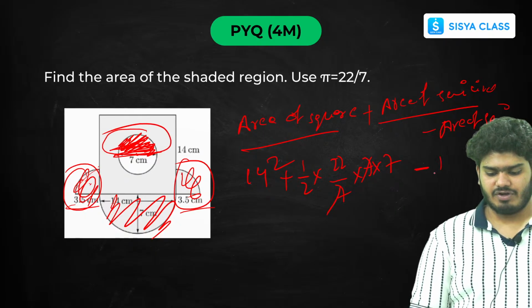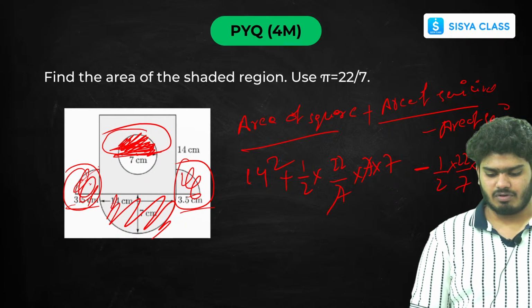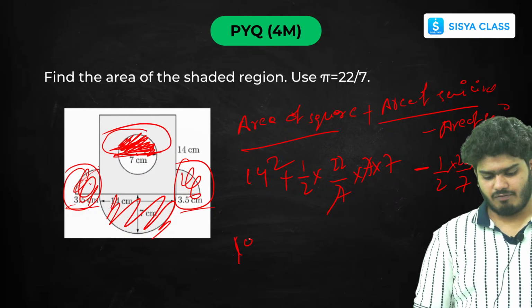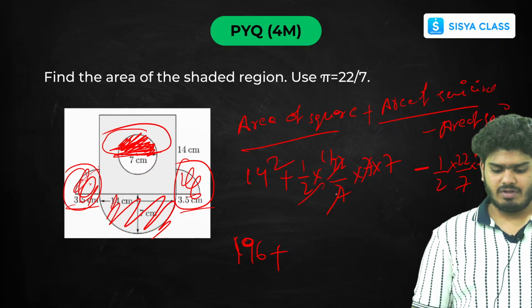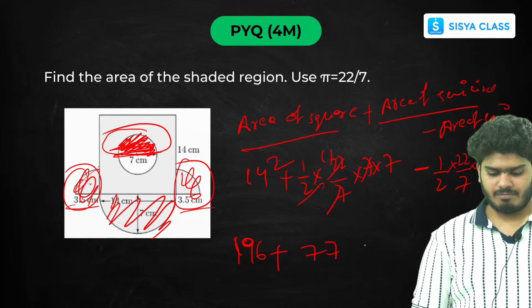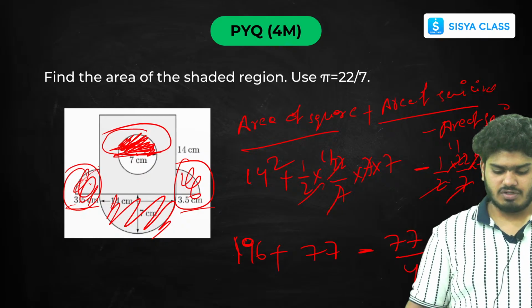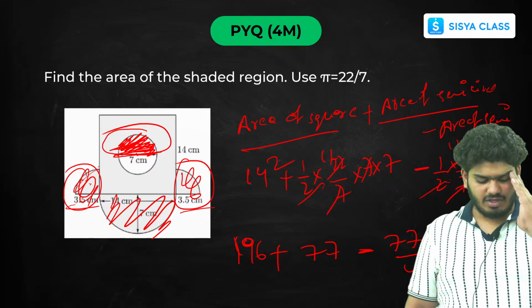సో హాఫ్ ఇంటూ 22/7 ఇంటూ దీని రేడియస్ ఎంత 7/2, అవునా. సో 14 స్క్వేర్ 196 ప్లస్ ది 11 టైమ్స్ 77 మైనస్, సో ఇక్కడ 2 ఇది 11 టైమ్స్ అండి, ఇది 7 గెట్ క్యాన్సిల్, 77/4 అండి. సో మనం ఈ వాల్యూ ఫైండ్ అవుట్ చేస్తే మనకి ఏరియా ఆఫ్ ది షేడెడ్ రీజియన్ అనేది వస్తుంది, రైట్.